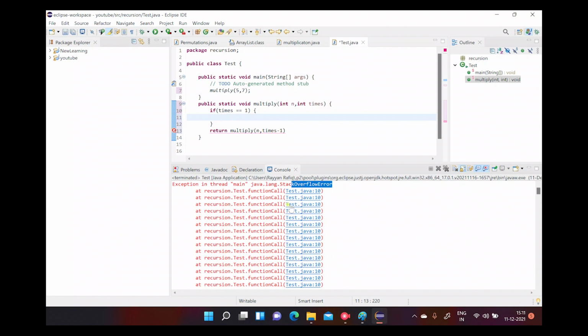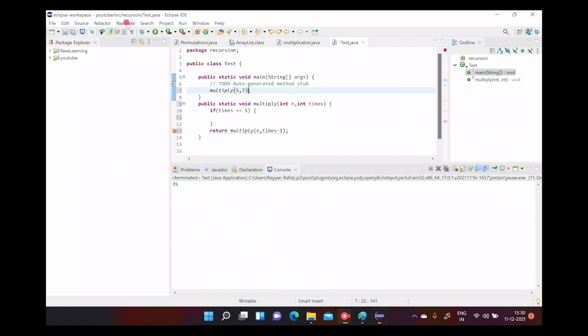So going back to our IDE, this is where we are not going to make the recursion call, right? So let's start off with discussing the base condition, right?